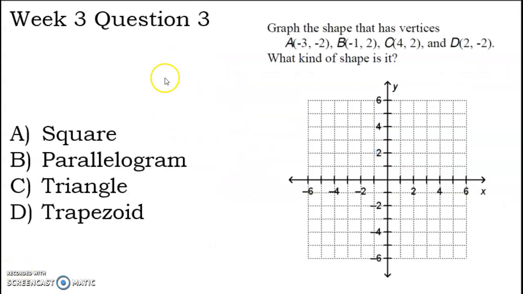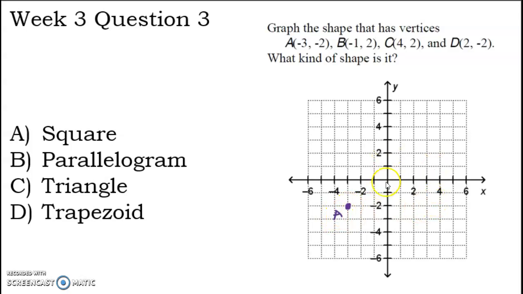For number 3, we're plotting points again, and when we plot them, it's going to create a shape. Once we plot them all, you'll easily be able to see what shape this is. So A is -3, -2. I'm always beginning at my origin. 1, 2, 3, because negatives are to the left. And then -2, which means I go down 2. 1, 2. So here is A.